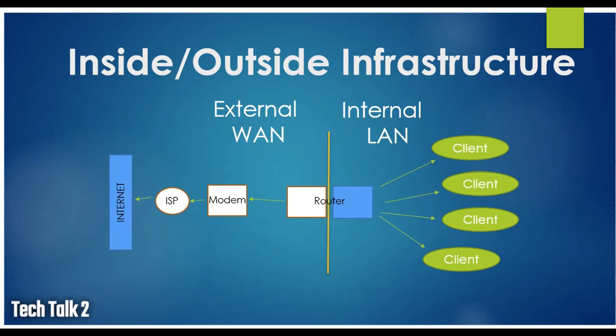What we have here is an inside and outside infrastructure diagram. When we look at the internal LAN, what we see is computers connected to our internal network on the right side. But when we send out our information, that's the outside infrastructure, and everything goes out the router to the modem, to the ISP, into the internet, and out into the world. That is the outside. A good way to understand that is the internal LAN is us, and the external WAN is the outside world.